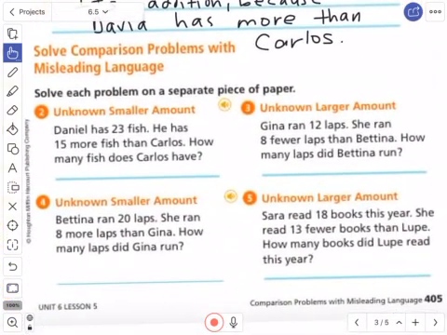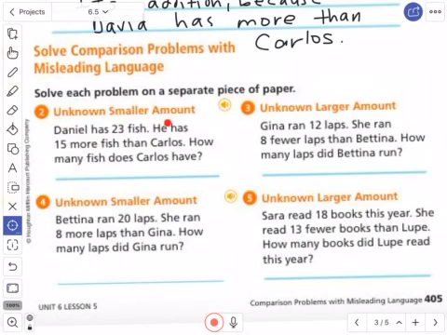Now, I'm going to show you just one problem on this one, and then you're going to solve the other 3 by yourself. But it says, solve comparison problems with misleading language. Ooh. Solve each problem on a separate piece of paper. You can, but you can just do it on Notability. You have extra space. You could do it on a second page if you want to.